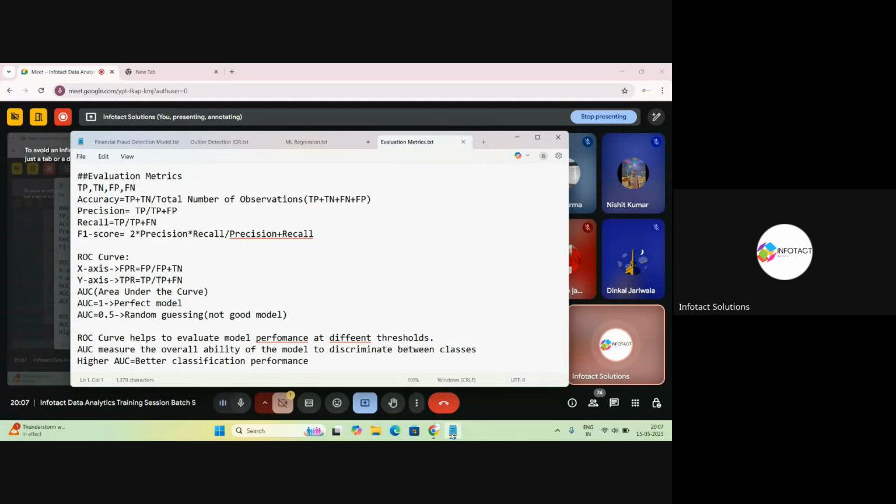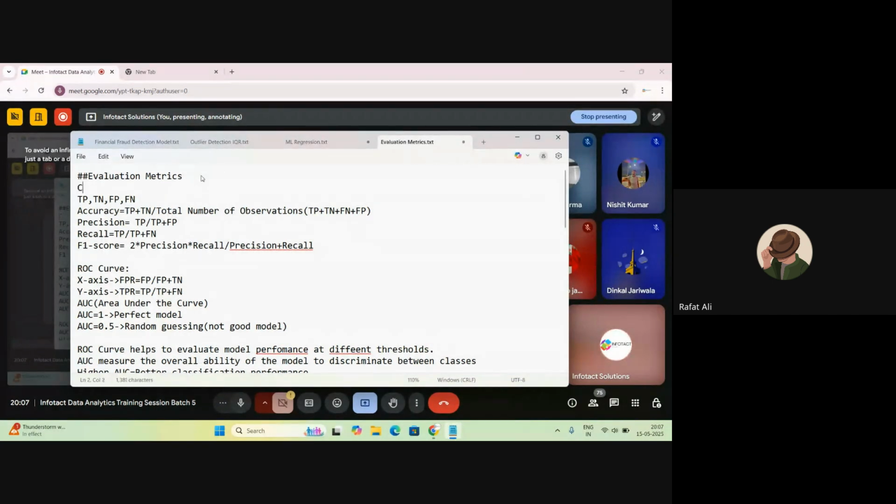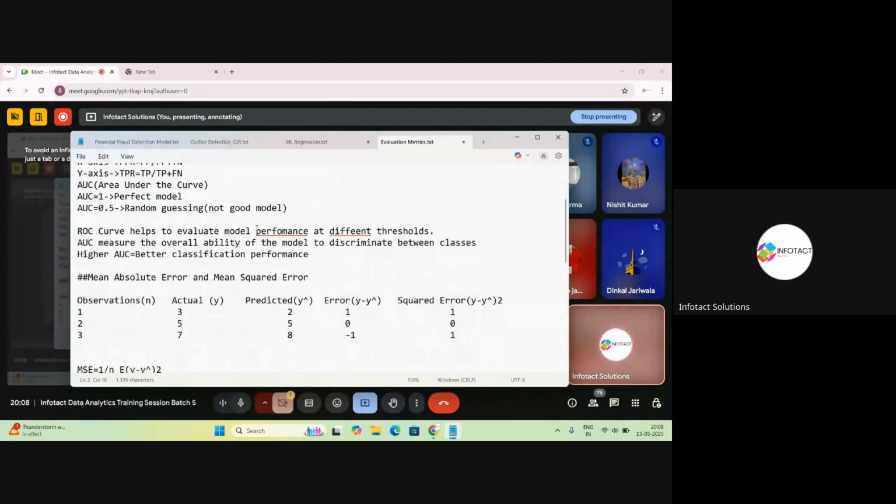Sir, these are accuracy, precision, recall. Yes, what is accuracy? Sir, it is calculated based on true positive plus true negative divided by total number of observations. I have to mention that this is for classification. Then these are for regression.